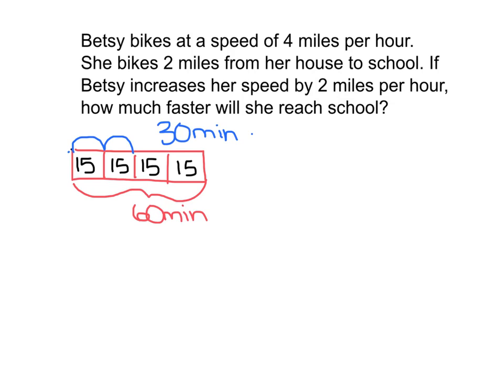But now it says Betsy increases her speed by 2 miles per hour. So she was biking 4 miles per hour, but she's going to increase it by 2 miles per hour. So now she'd be going 6 miles per hour. So we're going to draw a new bar model representing the 6 miles per hour. So this bar model will have 6 pieces.